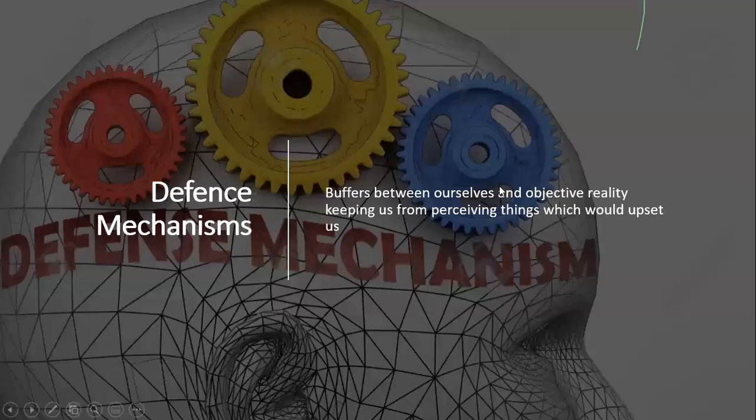The second misperception is defense mechanisms. Defense mechanisms are buffers between ourselves and objective reality, which keep us from perceiving things that will upset us. So you're already the kind of person that feels that Oshodi will be rough, that they will rob you there. You understand? So you have already put in a buffer that, okay, no matter what happens, I will not go to Oshodi.